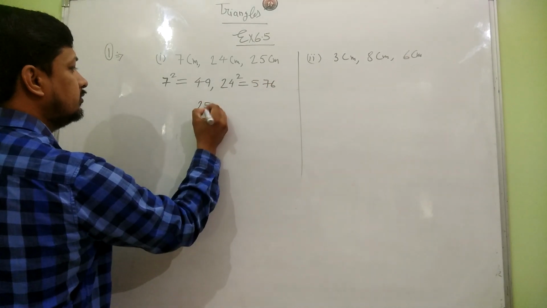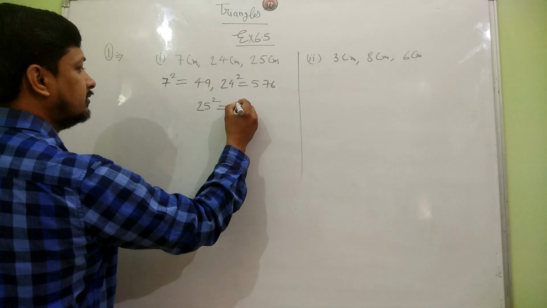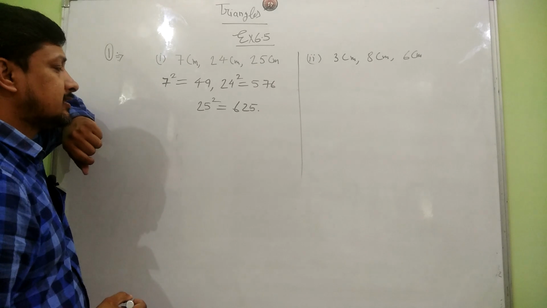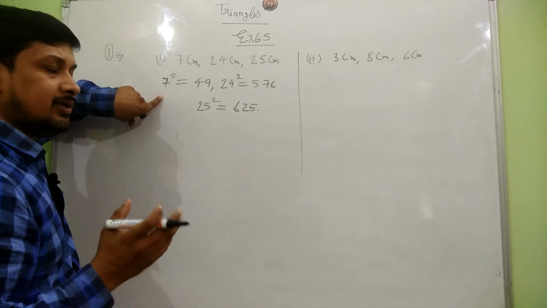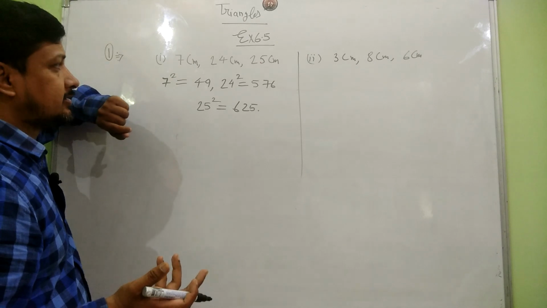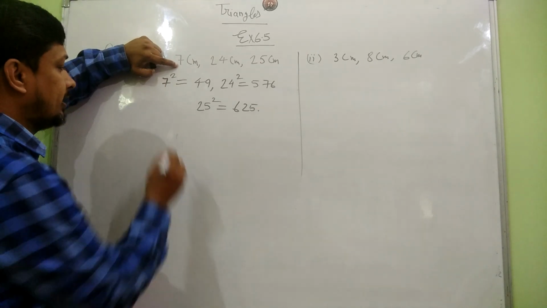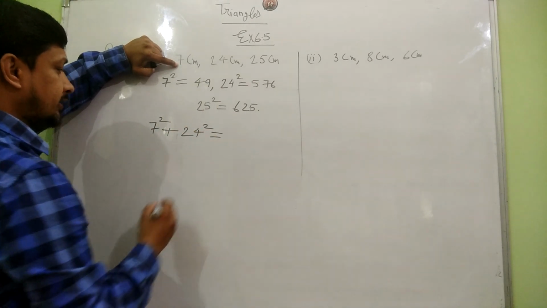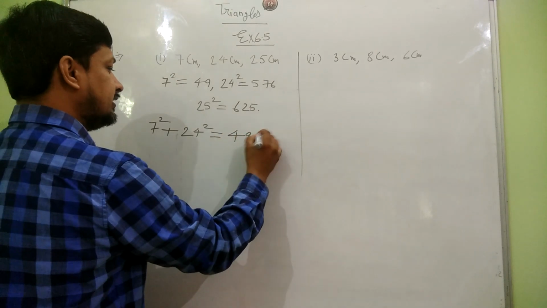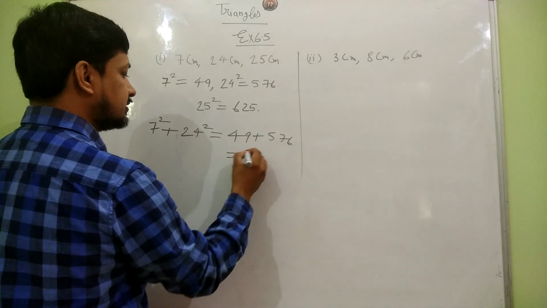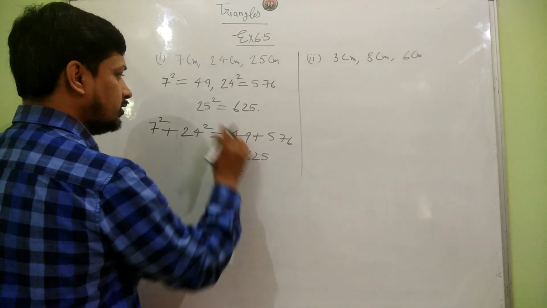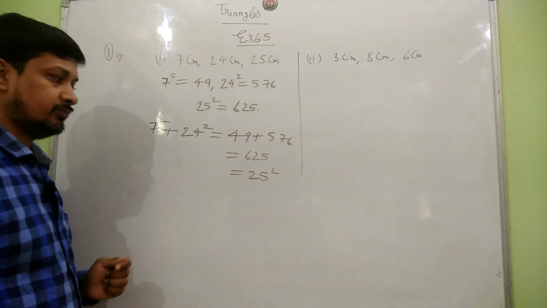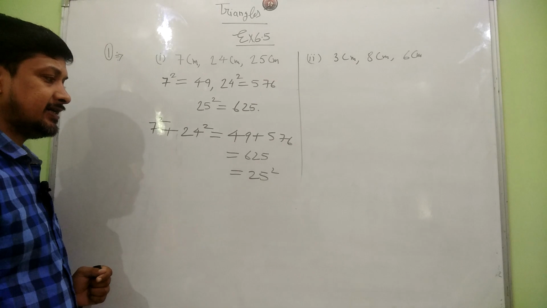So I suggest you learn the squares till 25. It will help you in your calculations. So in this, if we take the two shorter sides, the square of the shorter side 7 and the square of the other shorter side 24, let us find their sum. It is 625, which is equal to the square of the third side. So what it means? It means the converse of Pythagoras theorem is satisfied here.